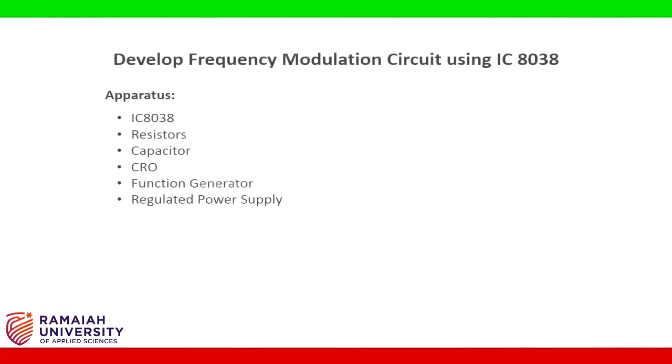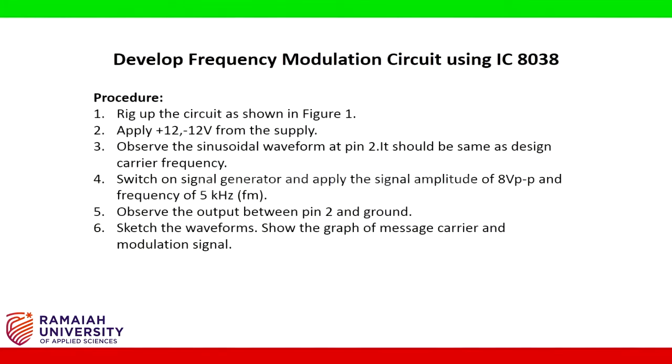The apparatus required for this experiment are IC8038, resistors, capacitor, CRO, function generator and regulated power supply. Procedure. Rig up the circuit as shown in figure 1. Apply plus 12, minus 12 volts from the supply. Observe the sinusoidal waveform at pin 2. It should be the same as the designed carrier frequency.